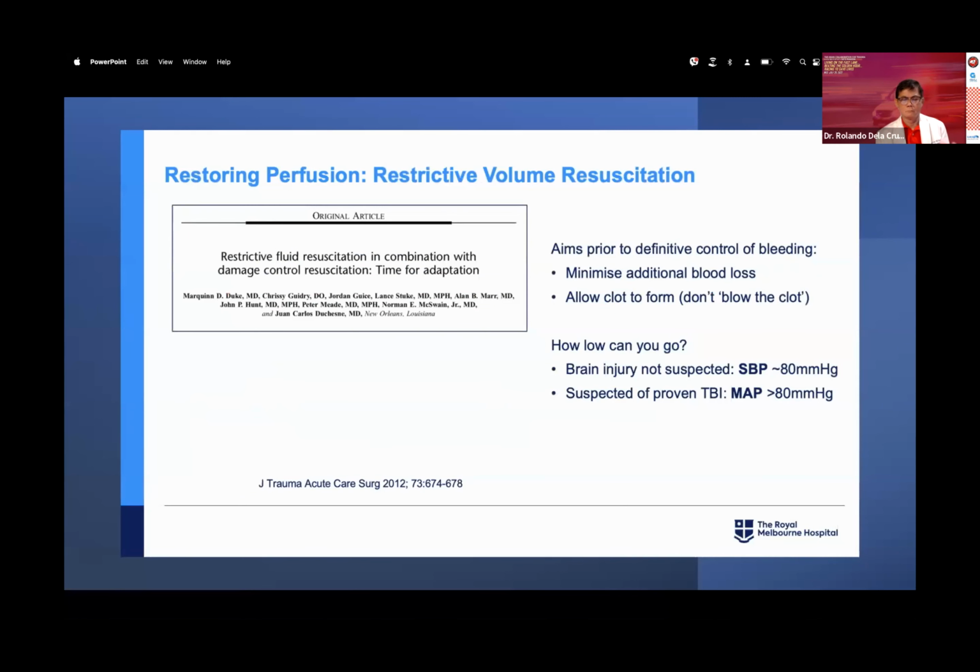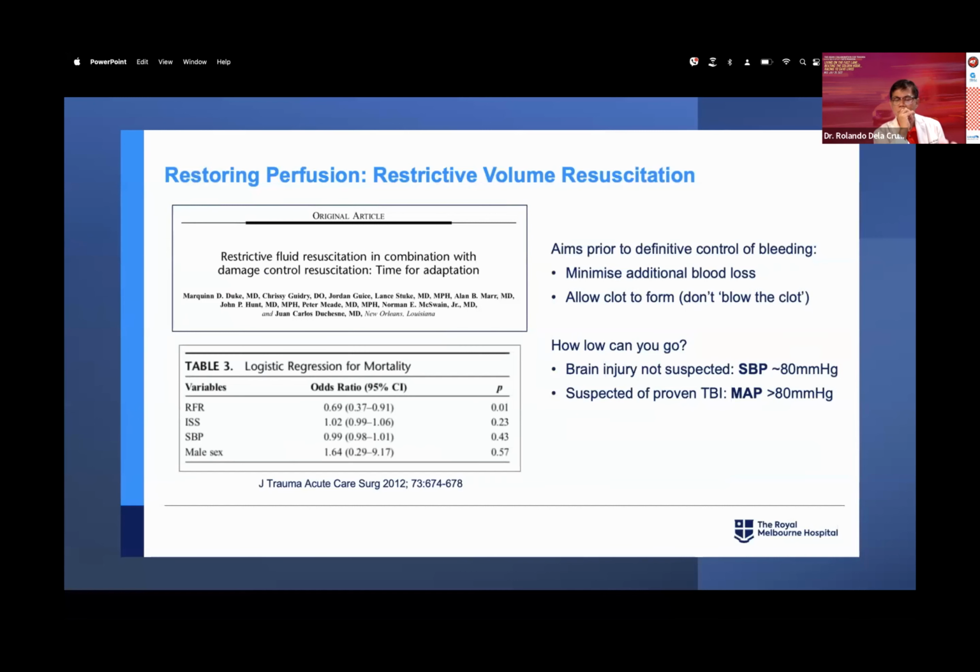Another important component of damage control resuscitation is restrictive volume resuscitation, otherwise known as permissive hypotension. And this study really was one of the earliest to show that it really did improve the outcome in patients, in particular mortality from early blood loss. The aim of permissive hypotension is really to minimise additional blood loss and give clot some time to form.